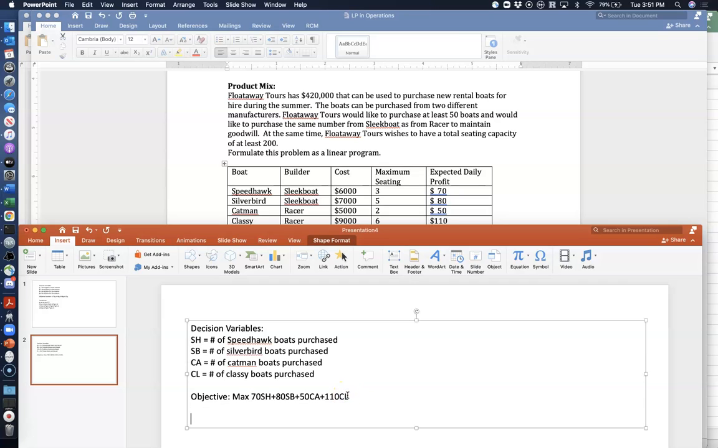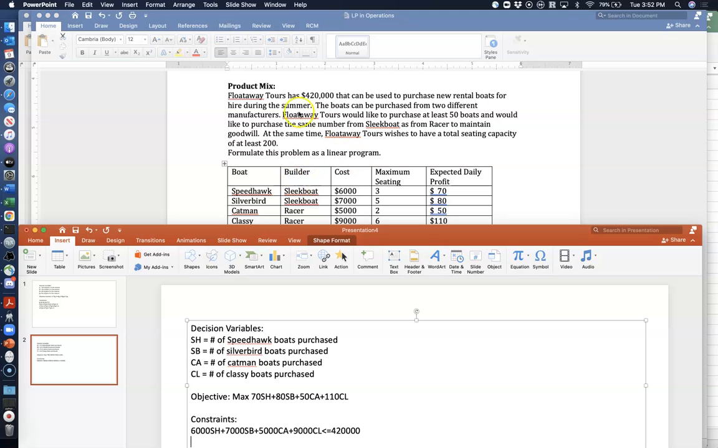Right? Let's write the constraints. So what are the constraints here? The first constraint obviously is the budget constraint. So you cannot spend more than $420,000, which is what's available. So it's $6,000 times the number of Speedhawk boats, plus $7,000 times the number of Silverbird, plus $5,000 times the number of Catmans, and $9,000 times the number of Classy boats. So this is the total amount of money spent buying all the boats that you want to buy, and this cannot exceed $420,000. Right? That's the first constraint.